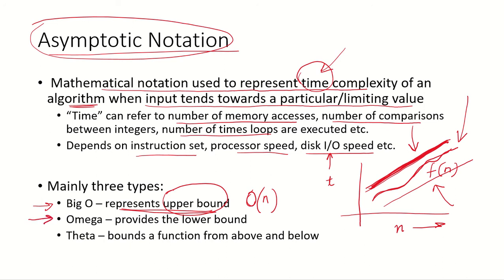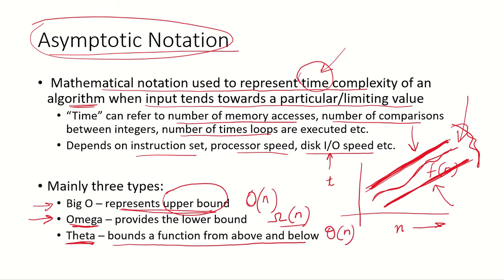Omega provides the lower bound. So this asymptote on the lower side of the function is referred to as omega(n), and this provides the lower bound of the function. That means what could be the best case of that particular algorithm. And theta bounds a function from above and below, and this is giving you the average case analysis of a particular algorithm. And we will look into all these asymptotic notations in detail in the following lectures.